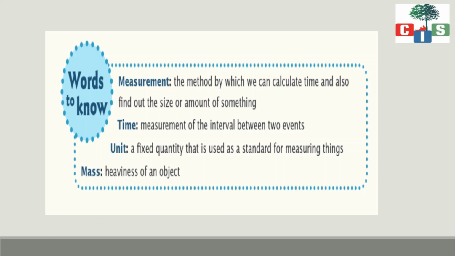What is unit? A unit is a fixed quantity that is used as a standard for measuring things. So like if we are measuring sugar, how much sugar do we want? 1 kg, 5 kgs, 10 kgs. So kg is a fixed unit so that we may measure the quantity in a fixed amount. So all the measurements have different units. And the last one is mass. Heaviness of an object. Mass is to find out how heavy the object is.